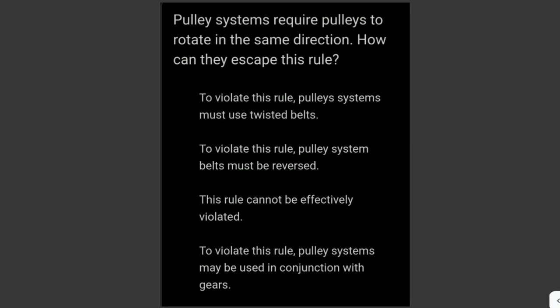Pulley systems require pulleys to rotate in the same direction. How can they escape this rule? To violate this rule, pulley systems must use twisted belts. To violate this rule, pulley system belts must be reversed. This rule cannot be effectively violated. To violate this rule, pulley systems may be used in conjunction with gears. Alright, the answer here is this one.